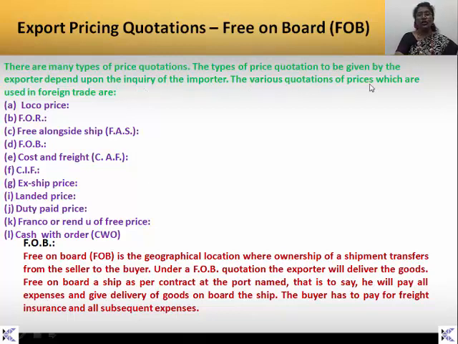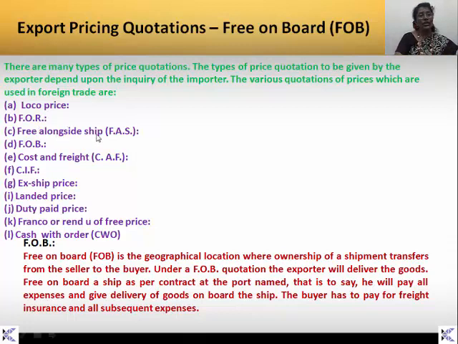The various quotations of prices used in foreign trade are: loco price, which is a standard price, actually a local price, so according to the local price, loco price is there. Free on rail price, that is FOR. In this price the buyer has to carry all the expenses from the exporter's factory building. He has to take all the product up to the railway board, including whatever the unloading expenses are. That is free on rail.